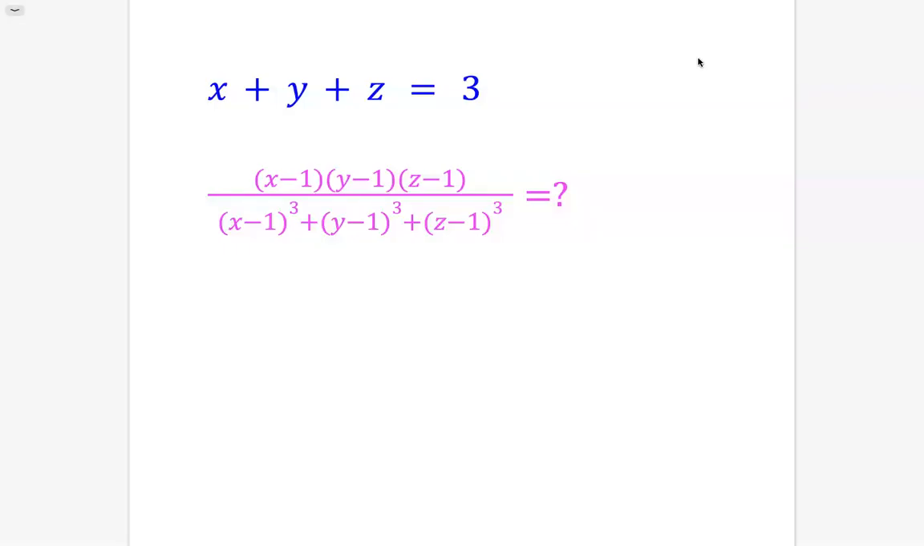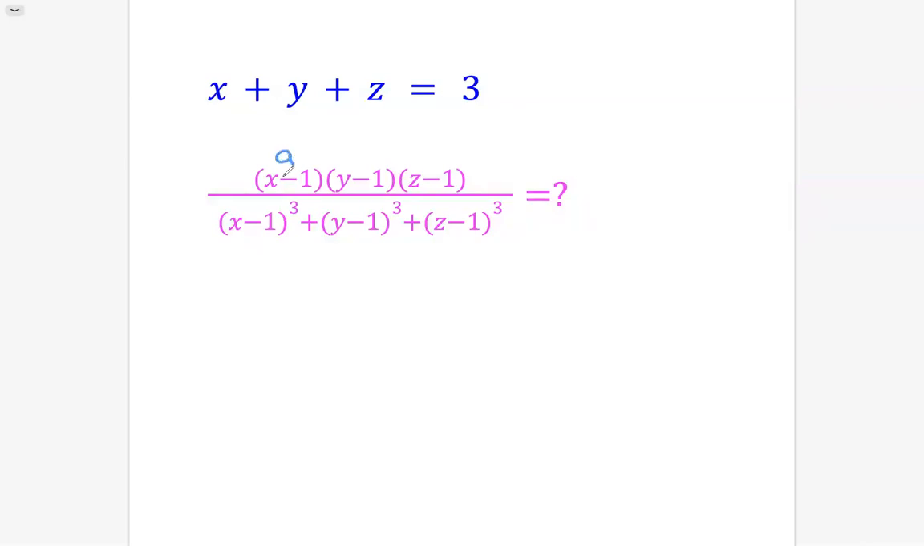Okay, let's see this question. We're given three variables, x plus y plus z equals 3. And we want to evaluate this complicated expression. But we see this obvious pattern in this expression. We have x minus 1, y minus 1, z minus 1 in the numerator, and they also appear in the denominator. And definitely, we want to use a substitution method, right?